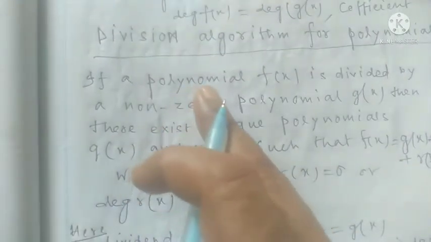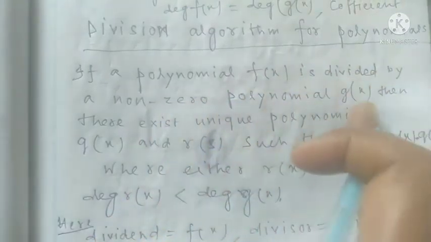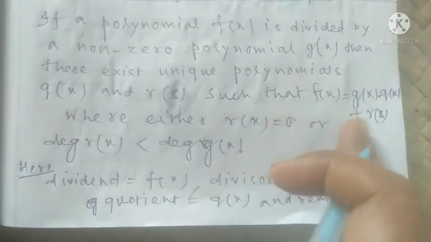If a polynomial f(x) is divided by a non-zero polynomial g(x), then there exist unique polynomials q(x) and r(x) such that f(x) is equal to g(x) times q(x) plus r(x).